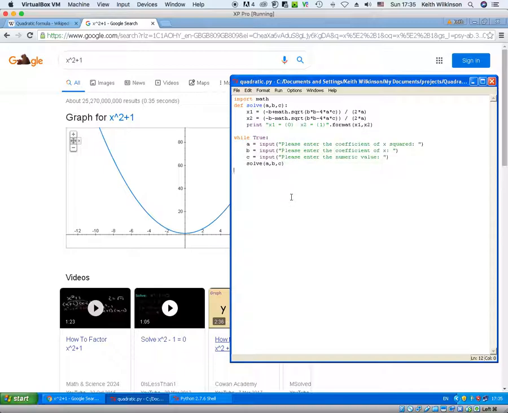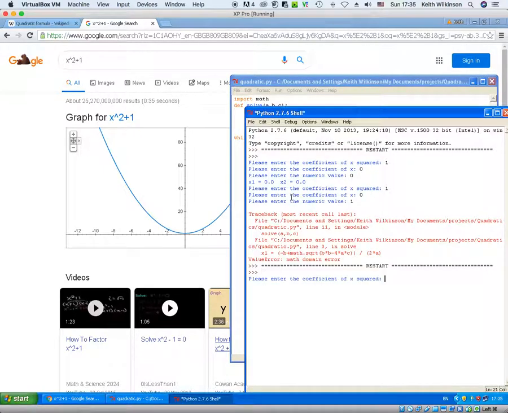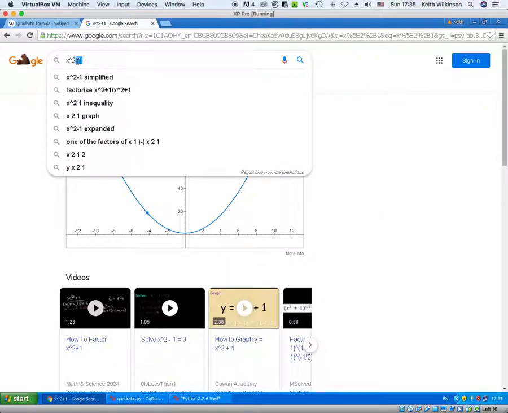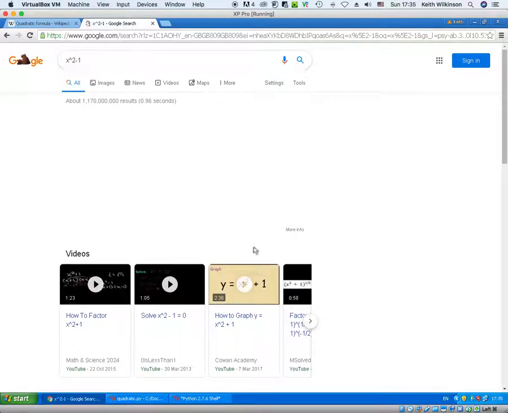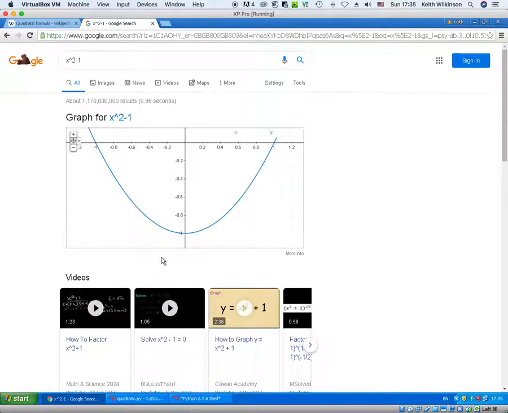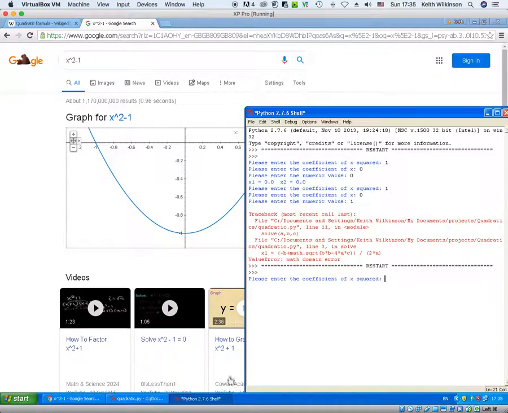So if I run the program again, I'm going to do one now that does have roots. So x squared minus 1 should have two roots at minus 1 and 1. So let's run that one. So x squared, no x, and minus 1. There you go. I've got it at 1 and minus 1, just as I expected.